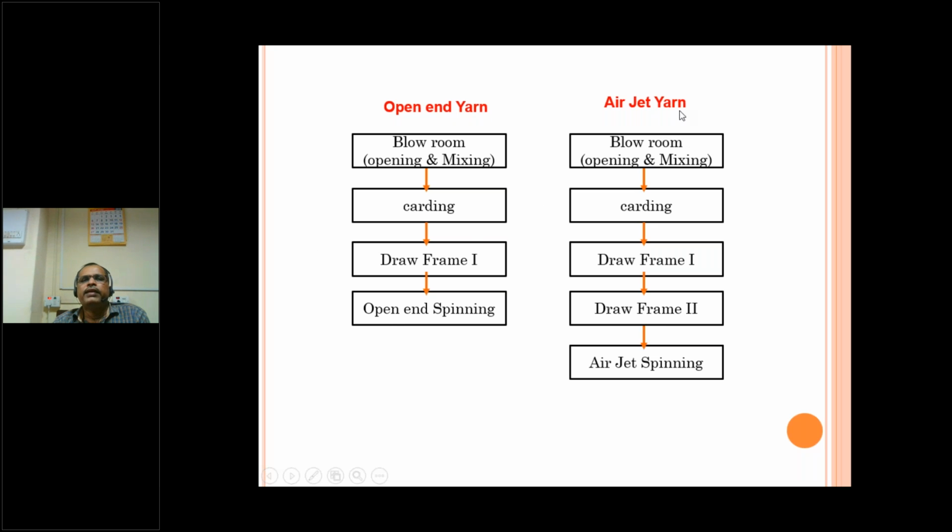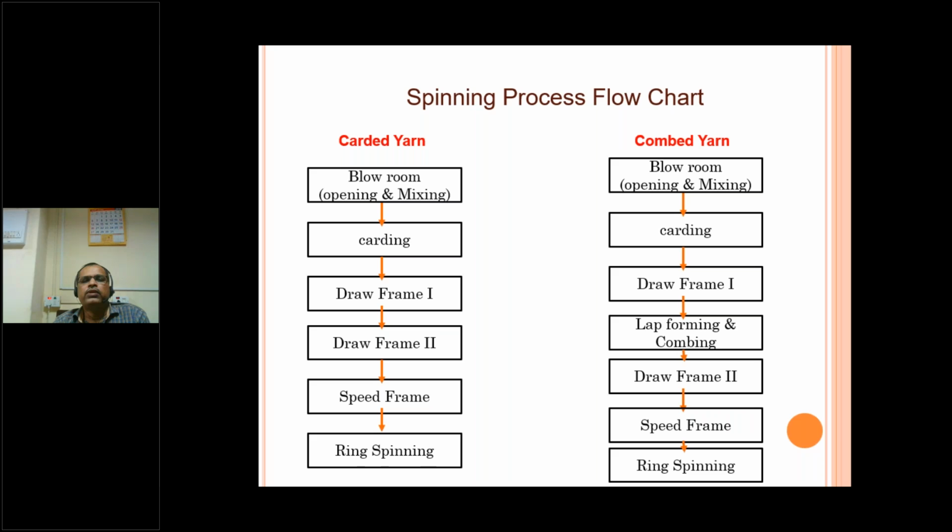Here we can see the air jet yarn. Blow room is there, opening and mixing, carding for the individualization, draw frame 1 for parallelization, draw frame 2 to increase the parallelization, and next is air jet spinning by air. Here also the process is short, but side by side we have to consider the quality of the yarn also. As per the requirement, we can choose which process to use.